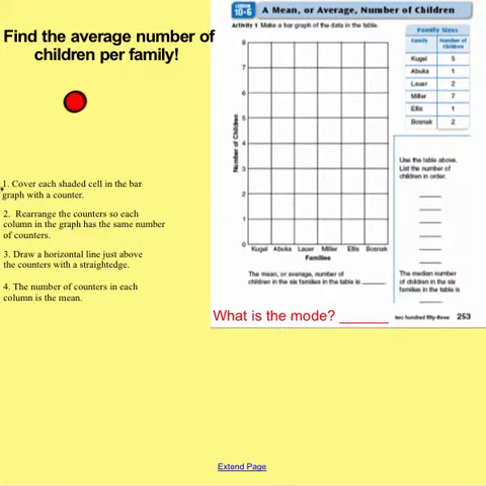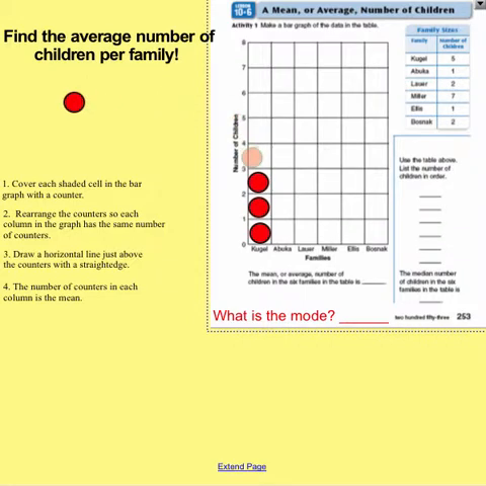We have some directions on this side over here, and the first thing we're going to do is take each of these little red dots and use the data over here to find out how many kids are in each of these families. So the first one is the Kugel family, which has 5 children in their family. I'm going to look down at the bottom of the graph and I see that the space here says Kugel. So I need to put 5 counters there. 1, 2, that's a big family. That is a big family. 3, 4, and 5.